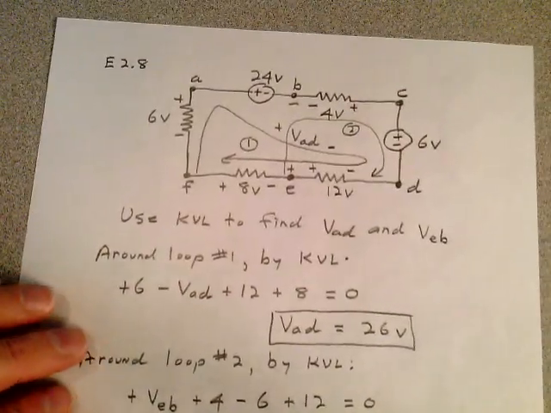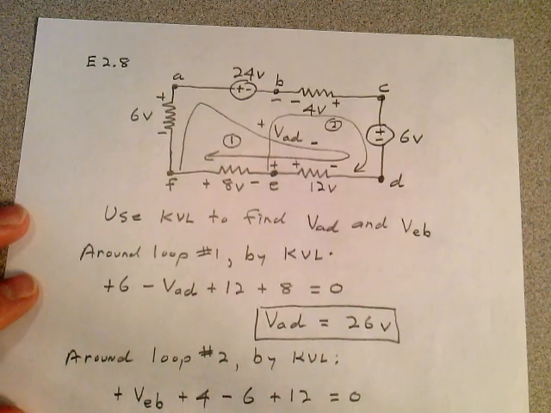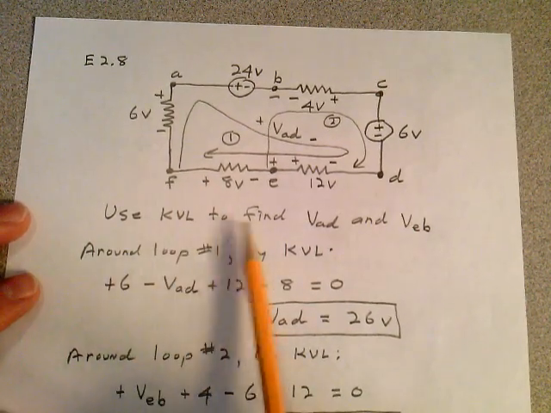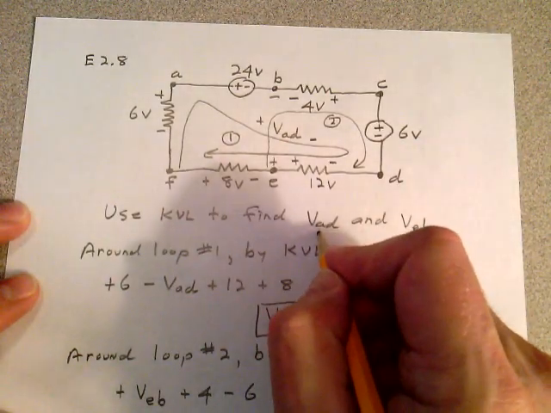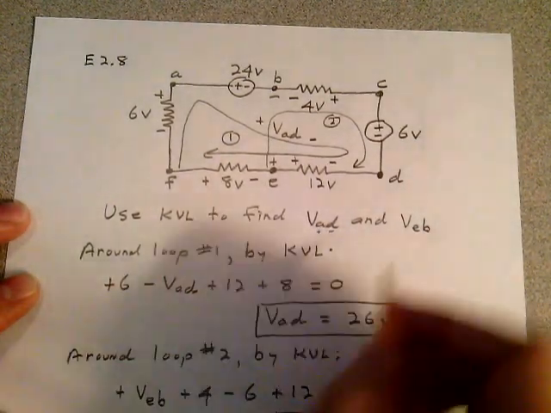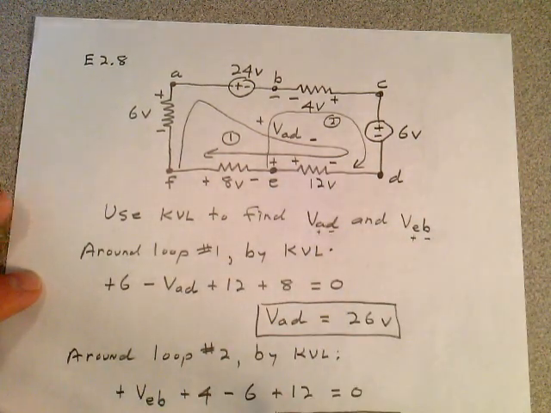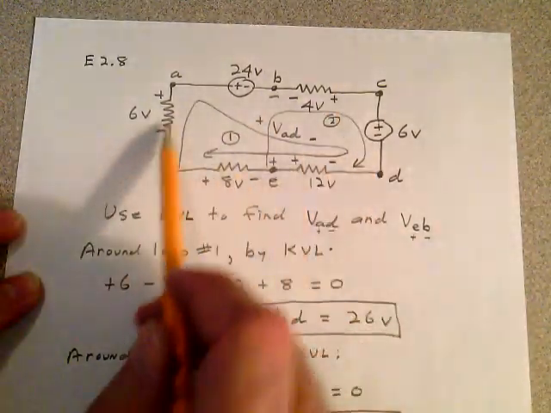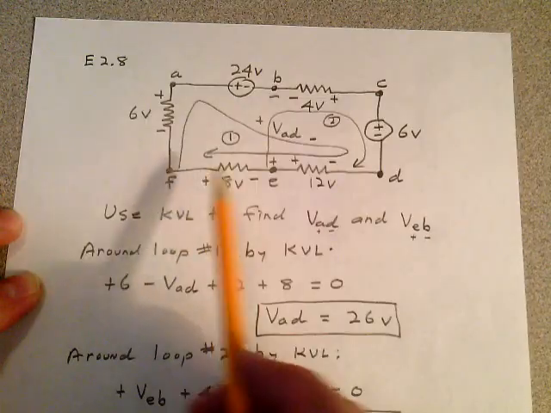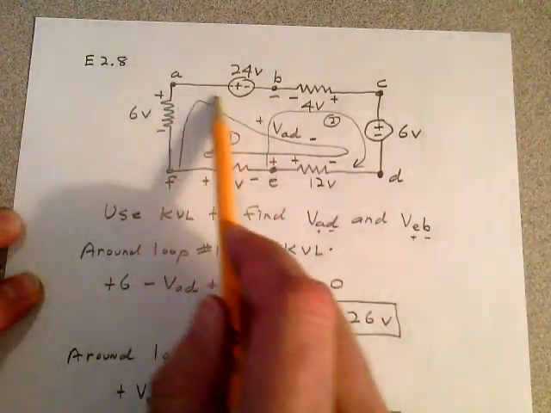Problem 2.8 is similar to one of the examples I showed you. We're going to use Kirchhoff's voltage law to find VAD and VEB. Don't forget, A is going to be the plus and D is minus. E is going to be plus and B is minus. That's the convention we talked about in chapter 1. So my first loop is not going to be the outer loop, this whole loop. It's going to be a loop that starts at F, goes up to A, and shoots down to E.